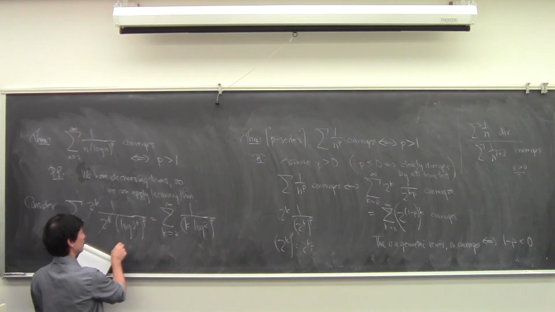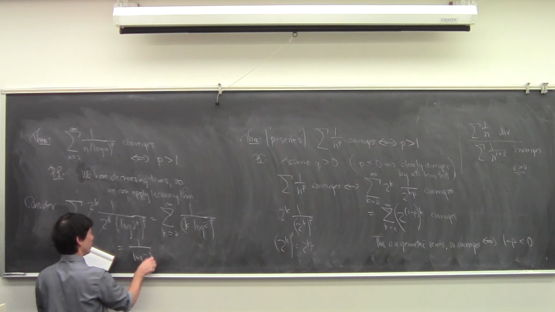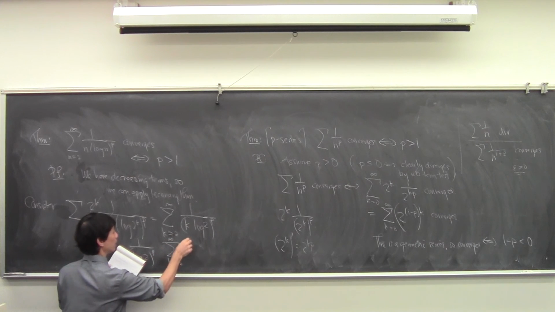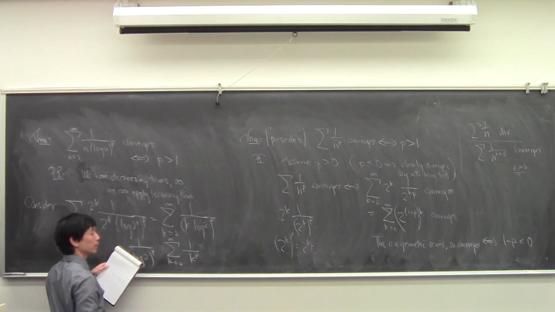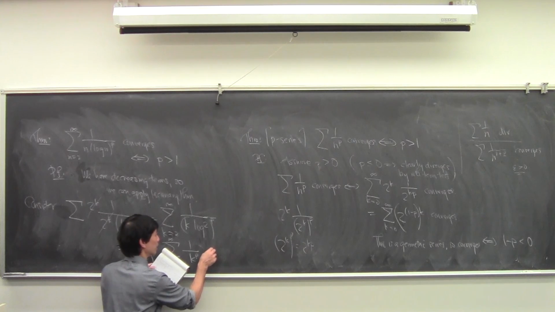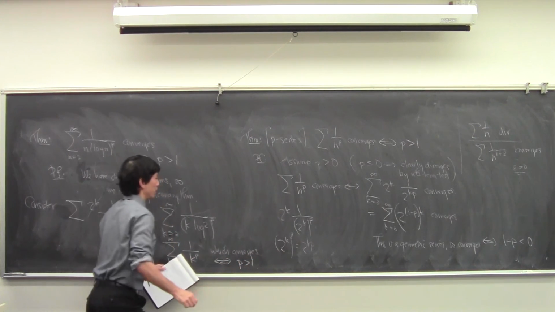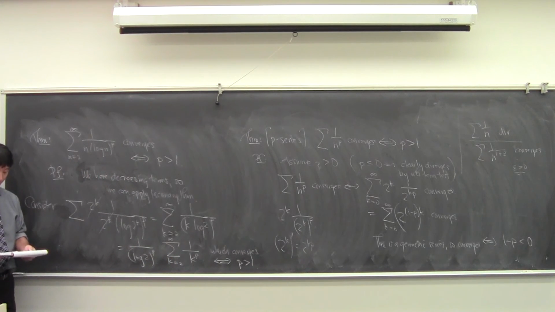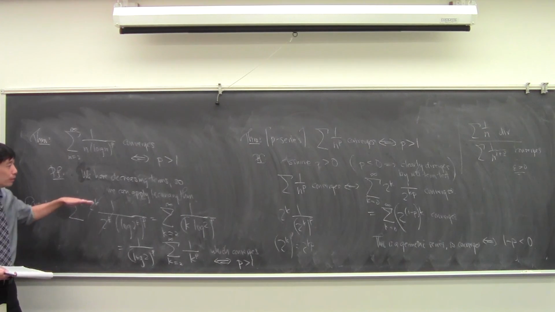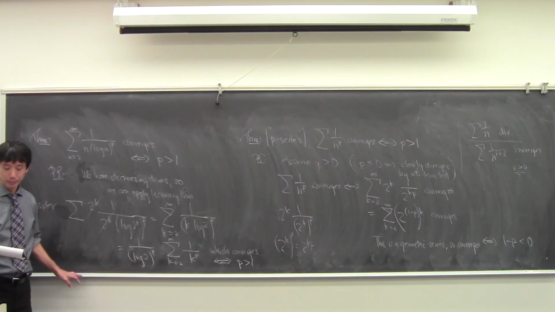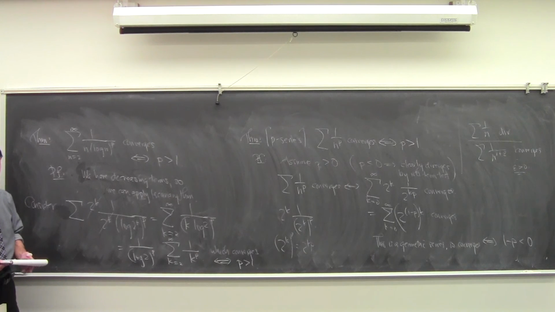And we can pull out the log. The log 2 to the p is constant, and we get summation k from 2 to infinity of 1 over k to the p, which converges if and only if p is bigger than 1. So this gives you a finer sense of the boundary between convergence and divergence, even though there is no precise boundary.